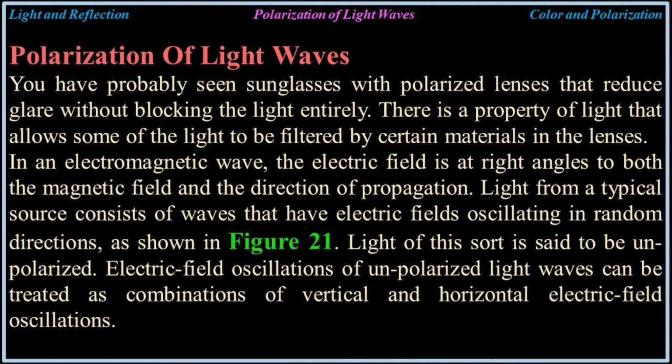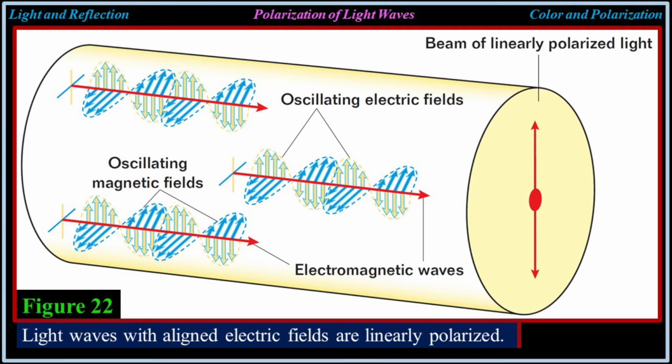of propagation. Light from a typical source consists of waves that have electric fields oscillating in random directions, as shown in figure 21. Light of this sort is said to be unpolarized. Electric field oscillations of unpolarized light waves can be treated as combinations of vertical and horizontal electric field oscillations. Look back at the former slide and see if that makes any sense.